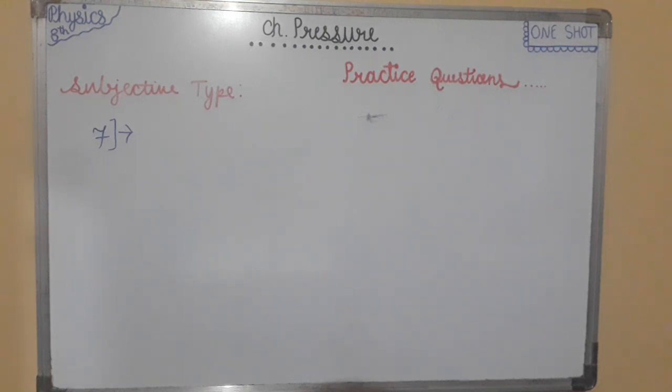I'll repeat the question. In a typical Bramah press, a force of 20 Newton is exerted on the smaller piston of area 0.05 meter square. Find the force exerted by the larger piston on the load if it has an area of 0.5 meter square. Let's solve the question.